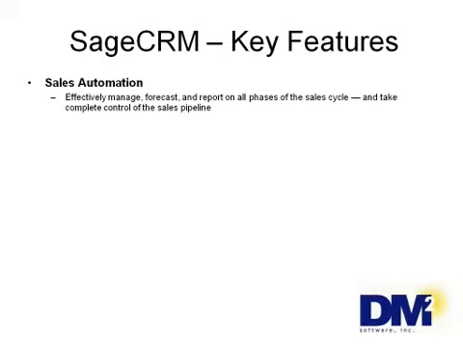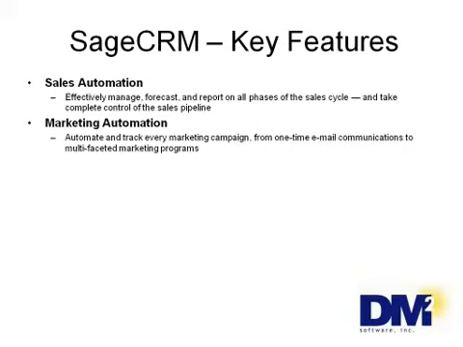Okay, key features: sales automation. It helps us to effectively manage, forecast, and report all the phases of the sales cycle. And we have a complete pipeline, so as management, we're able to see what our whole team is doing and click on any particular area and see what customers' opportunities or whatever are in there.